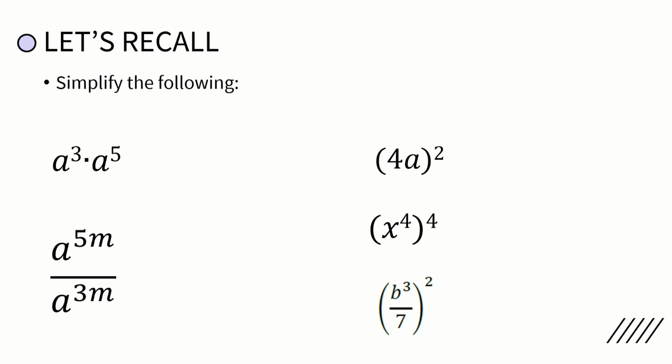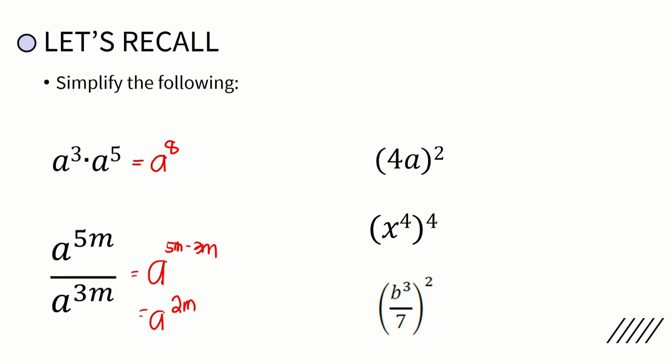In number one, we have a raised to 3 multiplied to a raised to 5. We apply the product rule wherein since they have the same base, we're going to add the exponents. So the answer here is a raised to 8. Very good. Next, in this example, we are going to apply the quotient rule wherein since they have the same base, we're going to subtract the exponents. So the answer here is a raised to 5m minus 3m, and the answer is a raised to 2m.